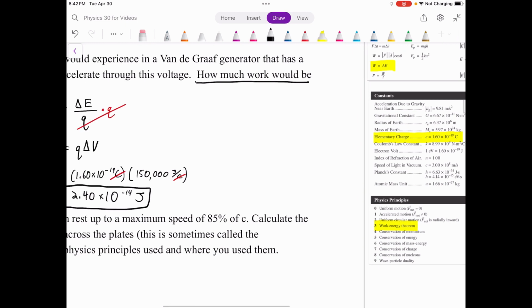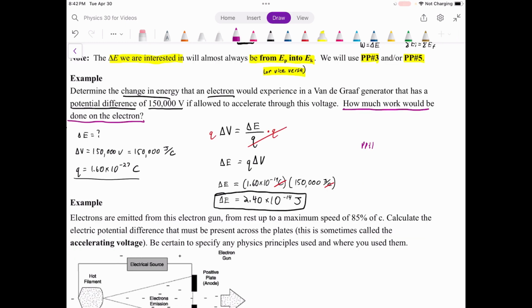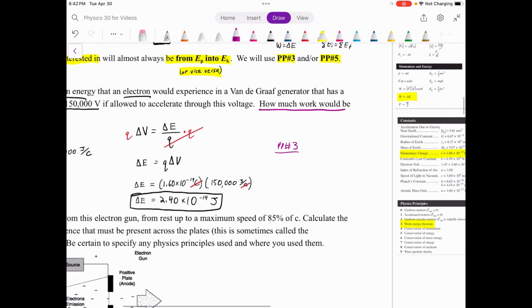So really, this is just applying physics principle number 3, right? The work energy theorem, the simplest equation on your formula sheet. Really not even an equation, more of a definition. Work is the change in energy. So the work done is also 2.40 times 10 to the negative 14 joules. That is how much work the Van de Graaff generator with its electric field did on our electron.